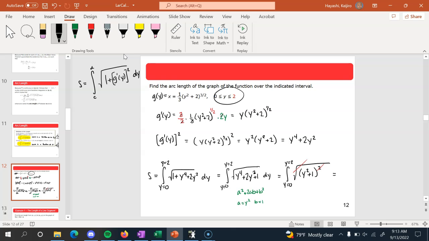Or you can simply say, hey, this is y to the 4th. I can try to factor this as y squared plus a number times y squared plus another number. What are two numbers that multiply to 1 and add up to 2? Well, that's 1 and 1. So I'm going to have y squared plus 1 times y squared plus 1, or just y squared plus 1 all squared.